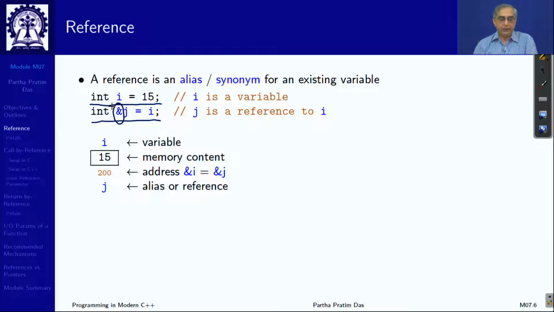If I look into this scenario now in terms of what happens in the representation in memory, i is the variable, it has been initialized with the value 15. Let us arbitrarily assume that its address is 200. j is an alias or reference to i, which means j is just another name for the same location. Therefore, if you compute the address of i and the address of j, it will be the same value 200, right. So, this is the basic idea of an alias.